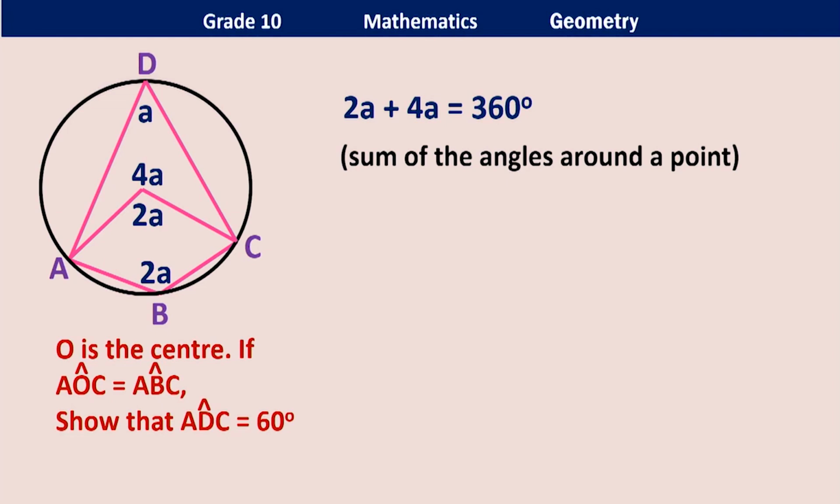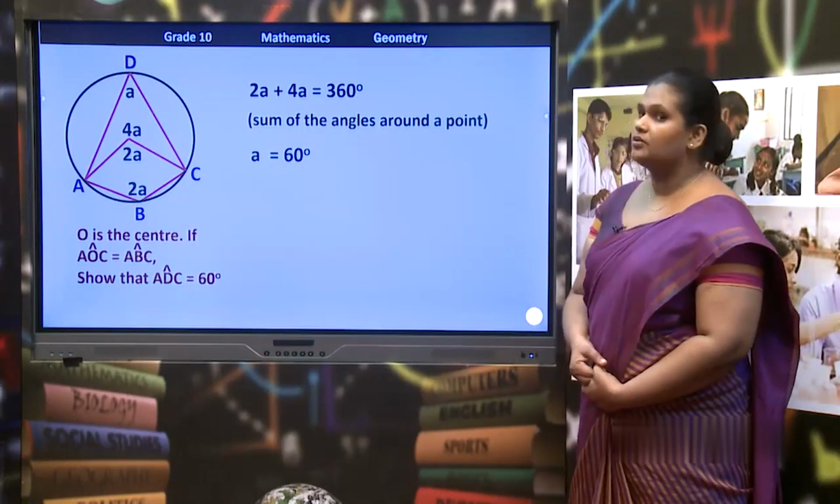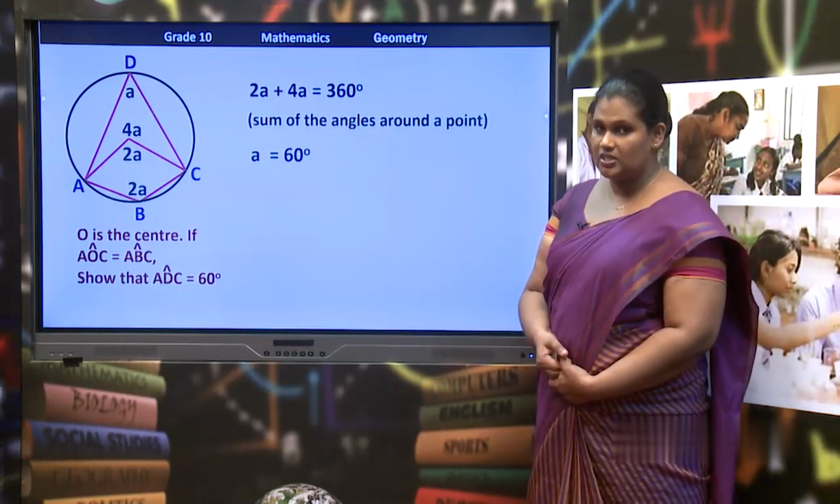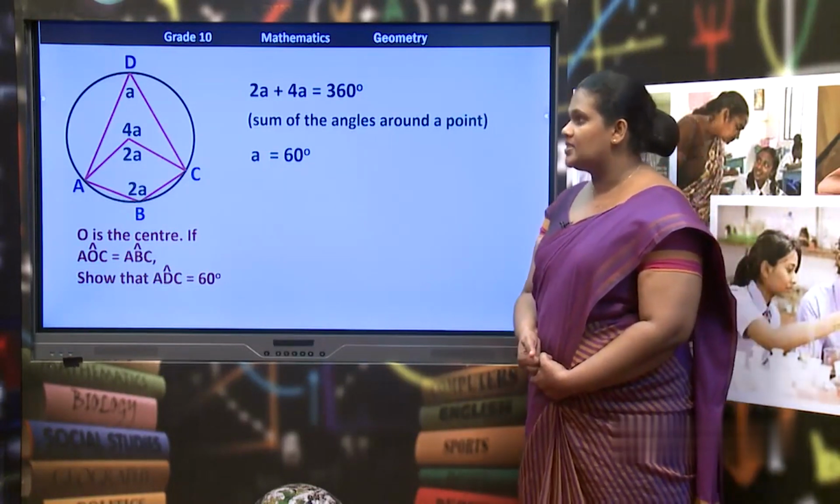Right. Now, we have got a simple equation. By solving this simple equation, I can get the value of A. So, we will simplify it. 2A plus 4A means 6A. 6A equals 360 degrees. To find the value of A, we have to divide both sides by 6. 6A divided by 6 is A. 360 degrees divided by 6 is 60 degrees. Therefore, the value of A is 60 degrees.